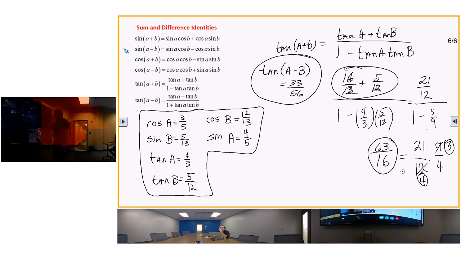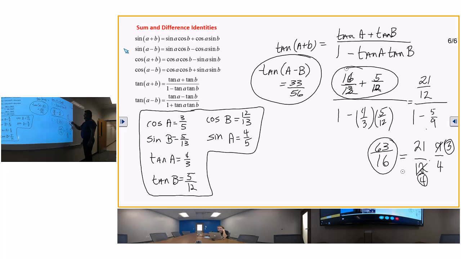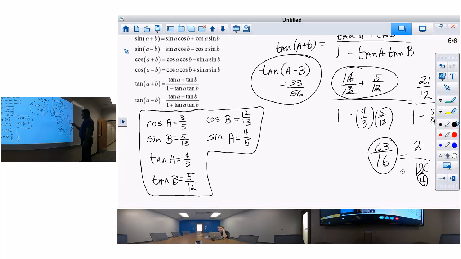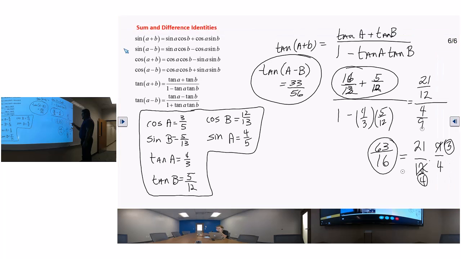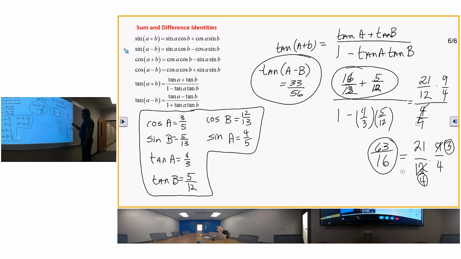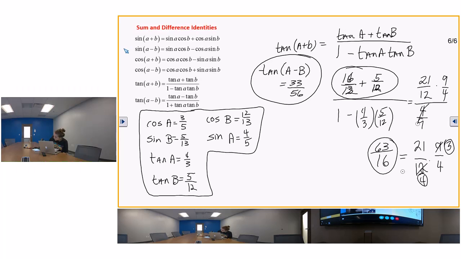So 21 over 12 divided by, I think I skipped a step. What's 9/9 minus 5/9? 4/9. So I'm going to multiply this by 9/4. That's multiplication, so you just use cancellation or multiply and reduce. Gotcha. Okay. Cool. Thank you.